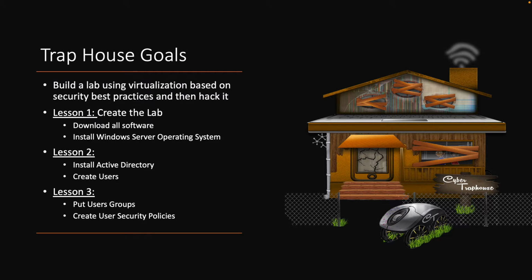Trap House goals, right? What are we here for? I'm going to teach you all how to build a lab using virtualization, and then I'm going to teach you how to hack it. The first thing we're going to do is create the lab. We're going to download all the software and install the Windows Server operating system. In the next lesson, we're going to install Active Directory and create some users. And then in lesson 3, we're going to put those users inside of groups, create some security policies, grant some accesses and deny others. In each lesson I'll talk a little bit more about each bullet point, but for now we're just going to stick with the lesson 1 goals.